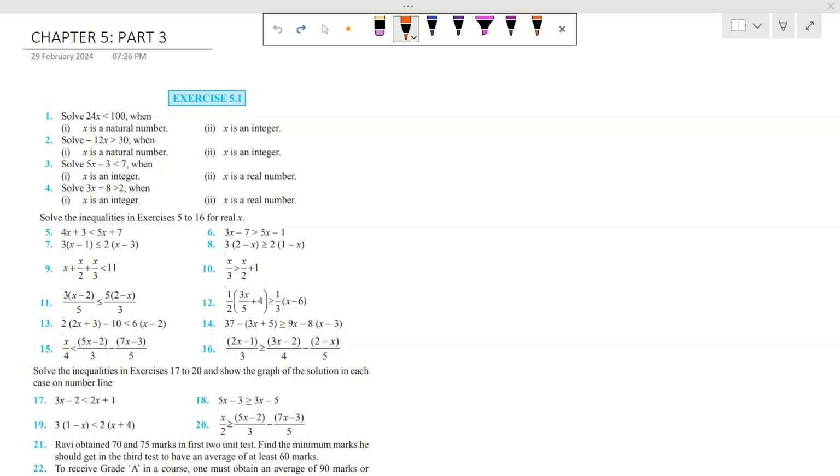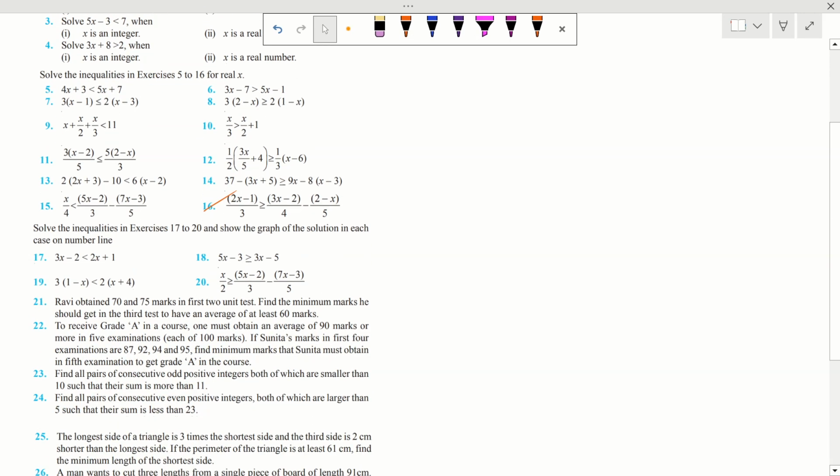So this is the continuation class on chapter 5, that is part number 3. In the last class we solved up to 16 problems, from 1 to 16 in exercise 5.1. Today's session will cover all the remaining exercises. In exercise 5.1 we have 26 problems.